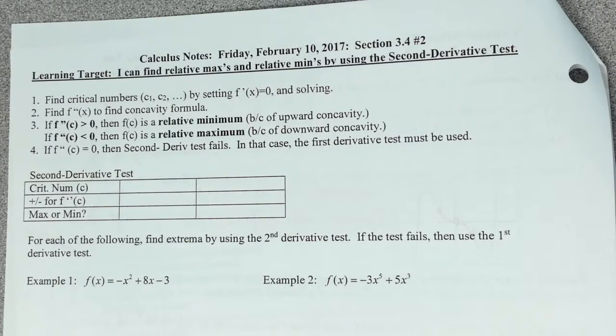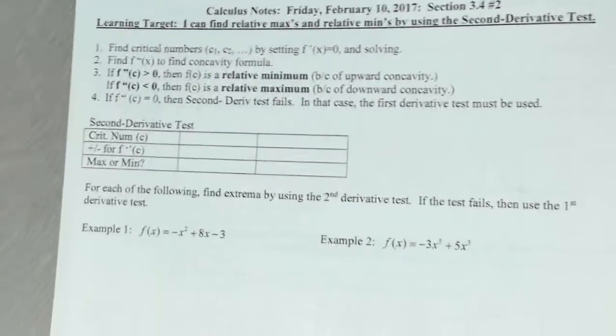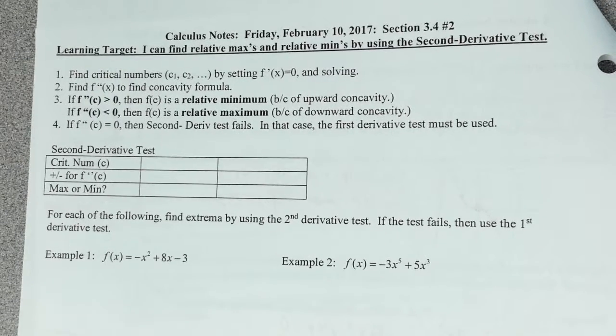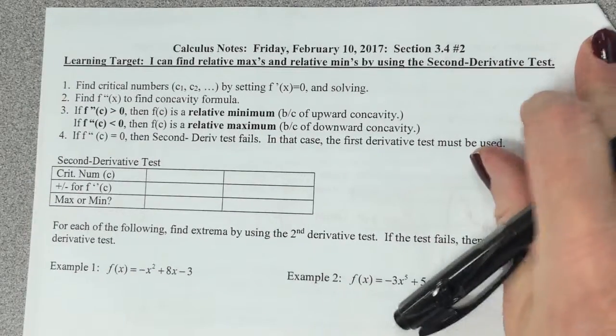Okay guys, so the question I asked you was, how can we use the second derivative to help us to figure out if a critical number is a max or a min? Did anyone think of a way that could help us? Let me show you an example.